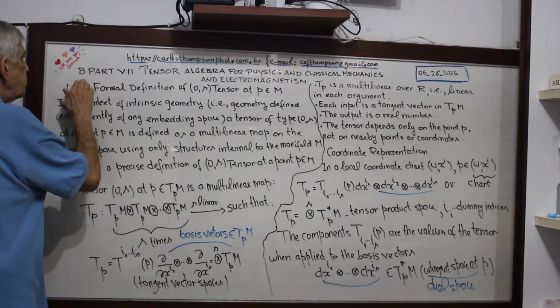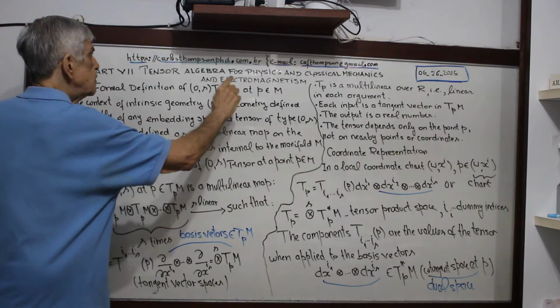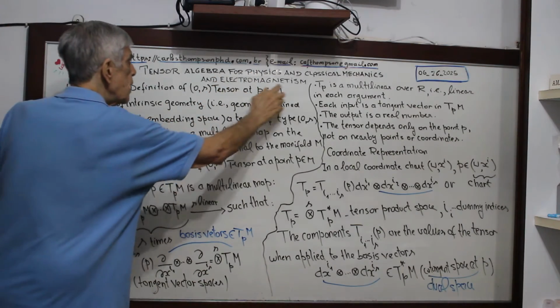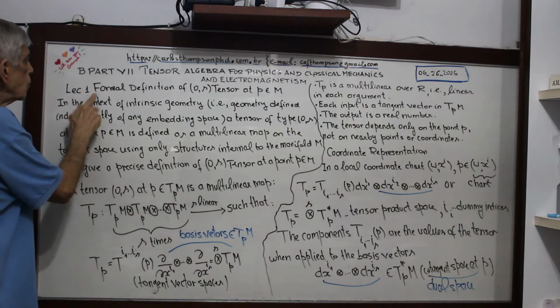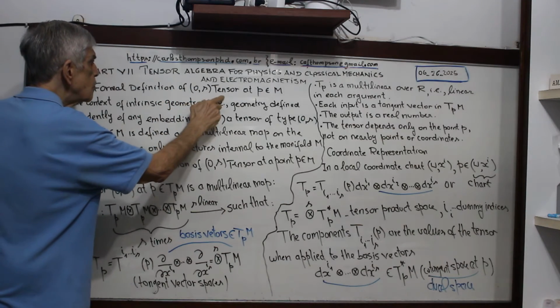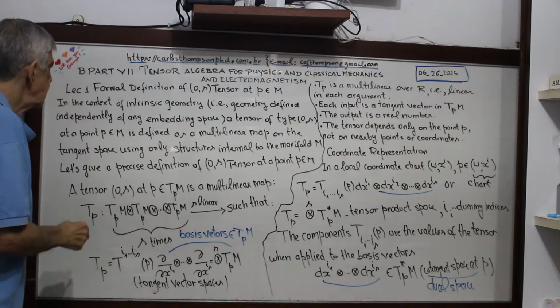Let's move to B part 7, tensor algebra for physics and classical mechanics, and also for electromagnetism. Now, lecture 1, formal definition of a 0S tensor at P, which belongs to the manifold.